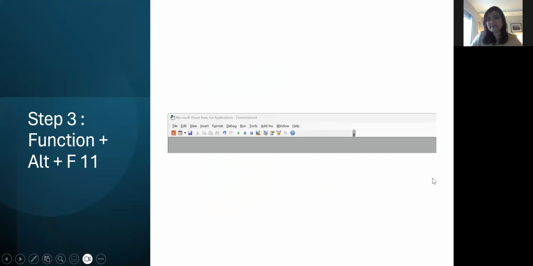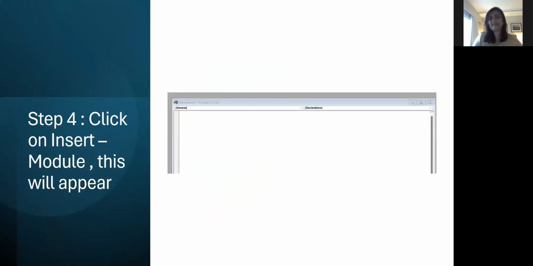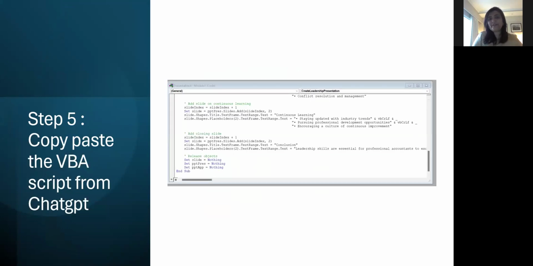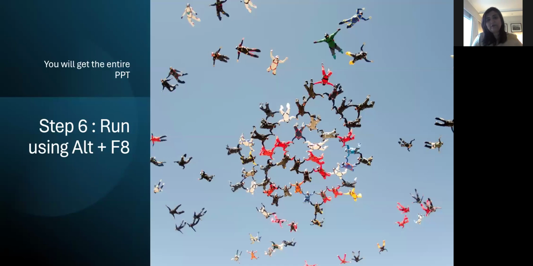It will show you this screen. Then you press on Insert. It'll ask you, what do you want to insert? You select a module and this module will appear. After this, you go to ChatGPT, whatever was the script that was there, there will be something called copy code on the GPT. You copy it and you paste it here. Then you use Alt F8 to run.